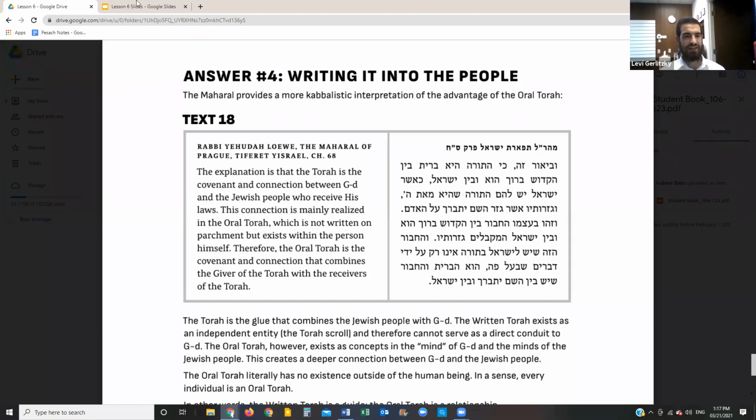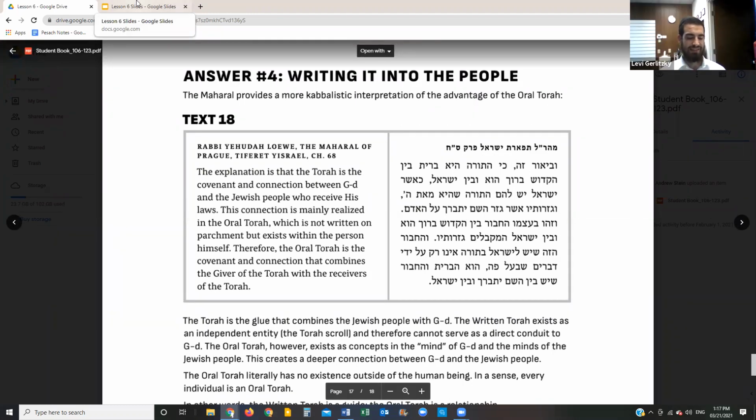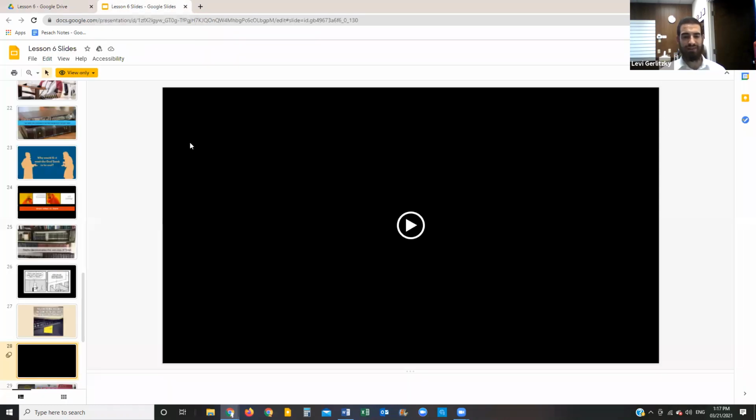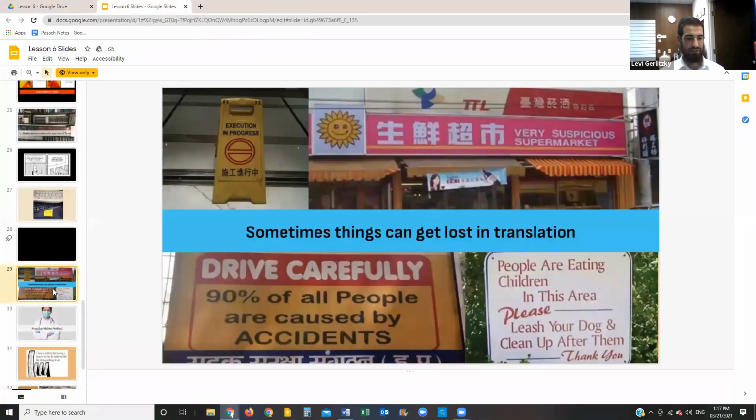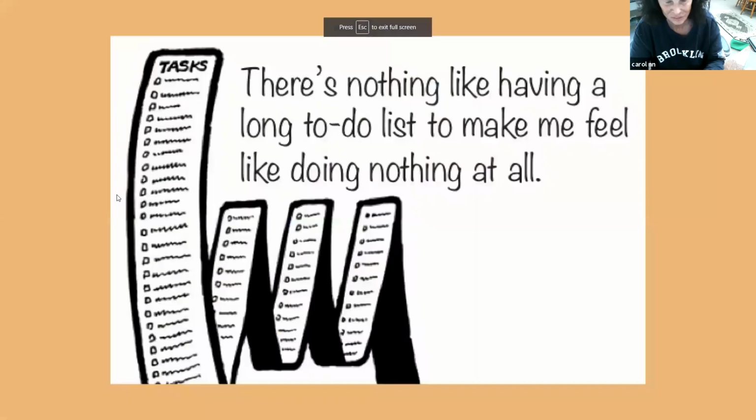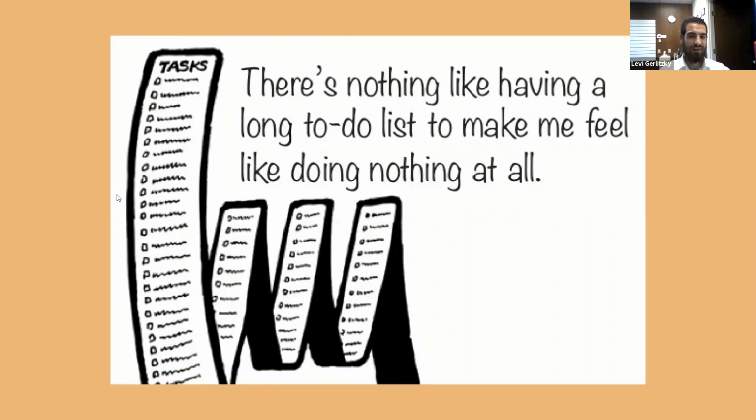So to explain what he's saying, let's use an example of a list, a to-do list. Why do we write down sometimes a to-do list? Well, so you don't forget. Right. So sometimes we write it down so we don't forget. But let's read this little statement here. Sometimes there's nothing like having a long to-do list that makes you feel like doing nothing at all. Because if we write everything down on the to-do list, we're left with a free mind, and we don't do it all because it's not a part of us. It's all on the paper.